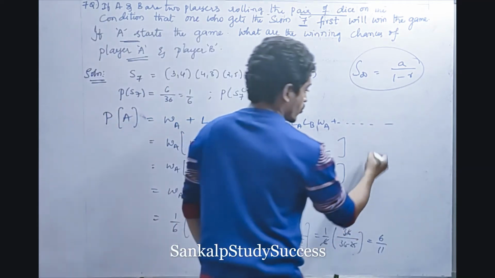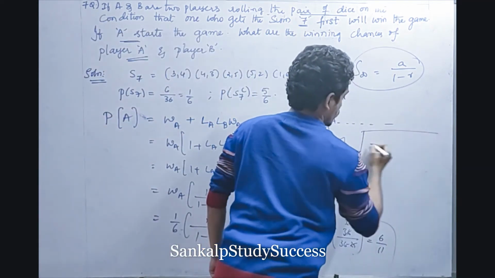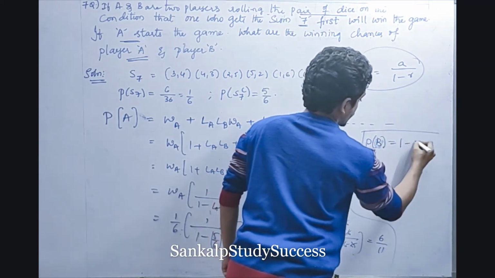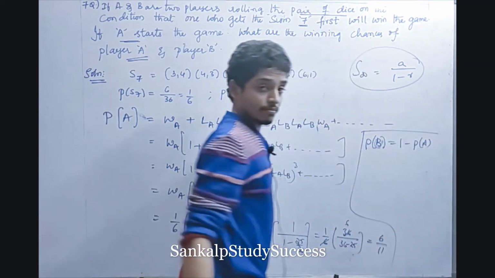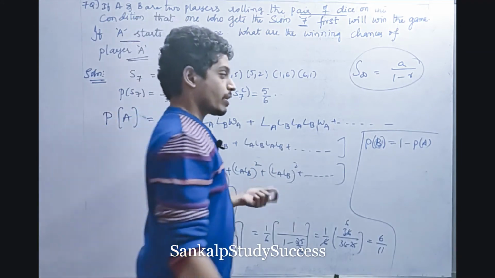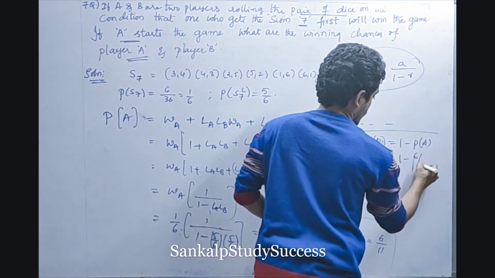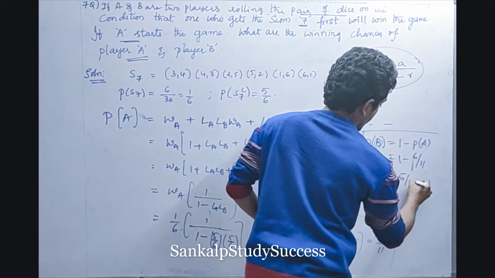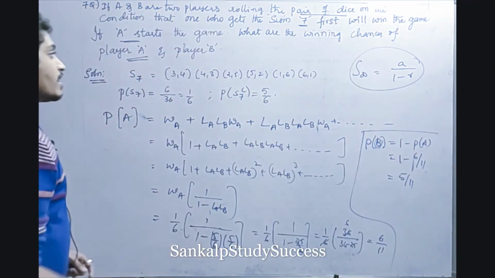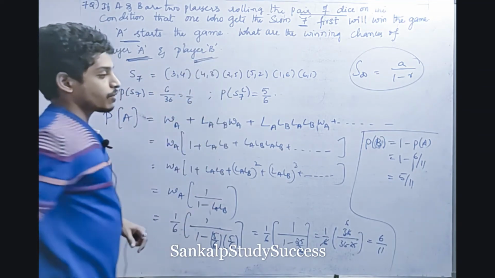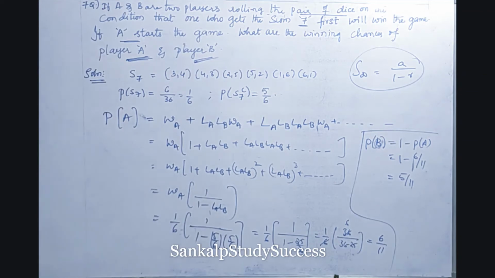Then what is the probability of winning chances of B, friends? The probability of winning chances of B is nothing but 1 minus winning chances of A. Total probability is 1. So 1 minus winning chances of A, in the sense 1 minus 6 by 11. So the answer is 5 by 11. So the winning chances of A, if A starts the game, is 6 by 11 and the winning chances of B is 5 by 11. Hope you understand. Got it? So next question.